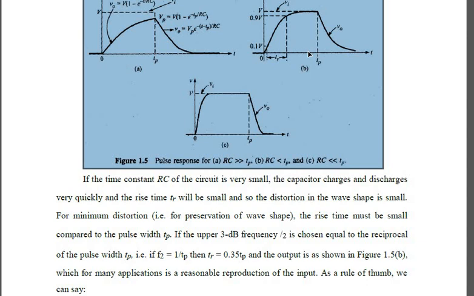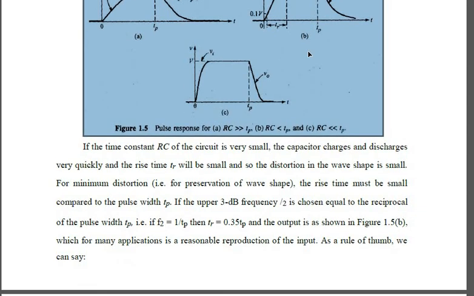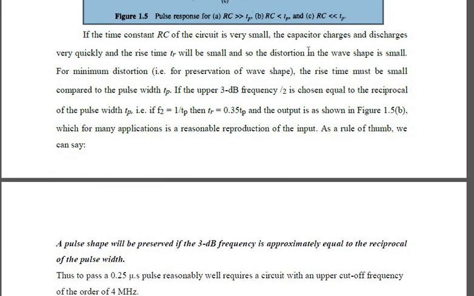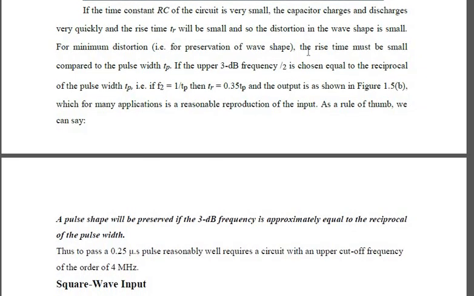As a rule of thumb, we can say that a pulse shape will be preserved if the 3 dB frequency is approximately equal to the reciprocal of your pulse width. This is a very important sentence that you have to note down. If the upper 3 dB frequency is equal to the reciprocal of your pulse width, then F2 should equal 1 by TP, and along with that your rise time should equal 0.35 of your TP.